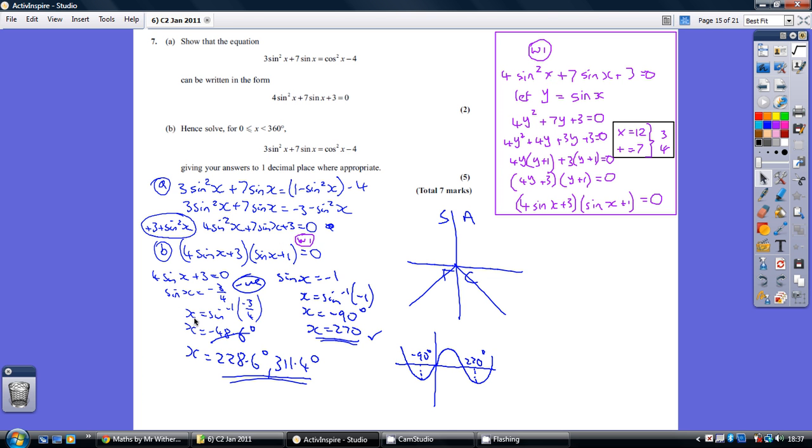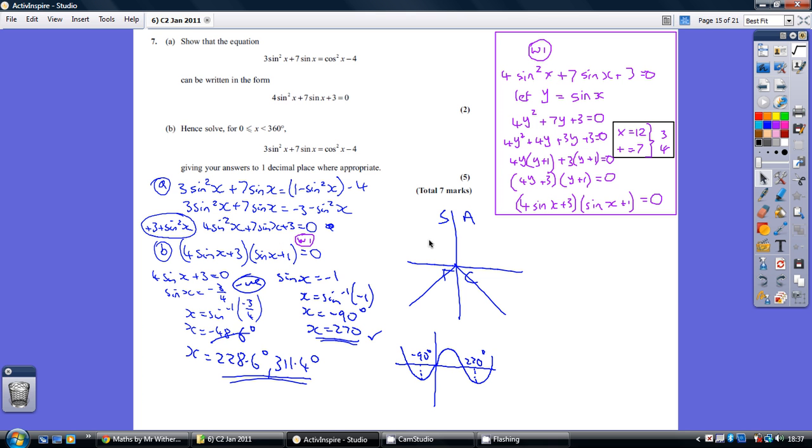So our first solution we get from inverse sine minus 3/4, which is minus 48.6. Equally over here, our solutions come from sine x equals minus 1, so inverse sine minus 1, giving us our opening solution on the calculator of minus 90. Now both of these calculator solutions are outside our required range of between 0 and 360. All our solutions have to be between 0 and 360.